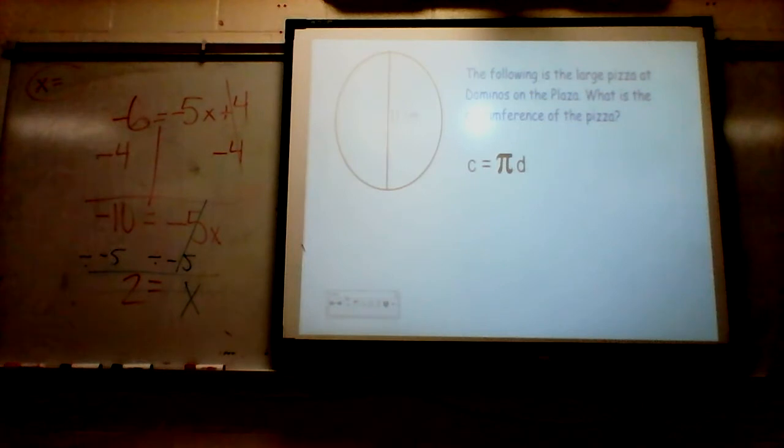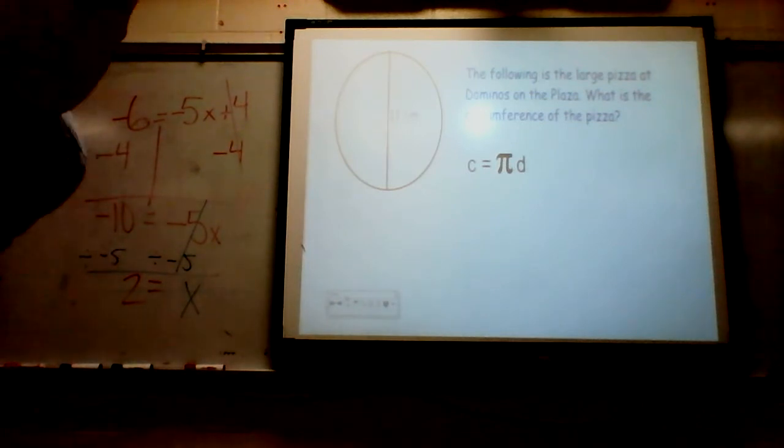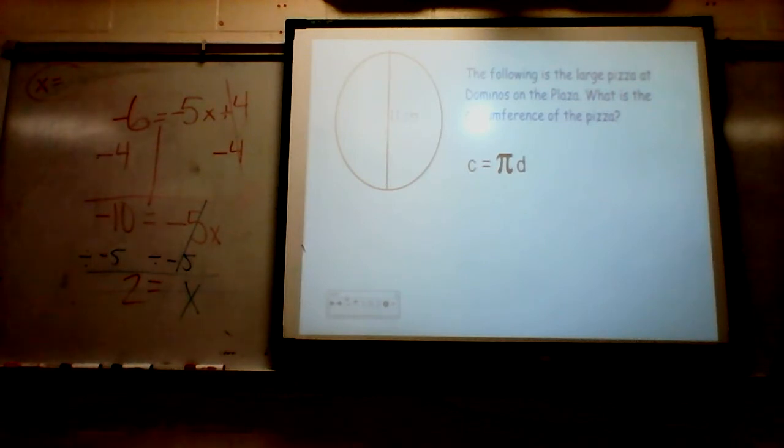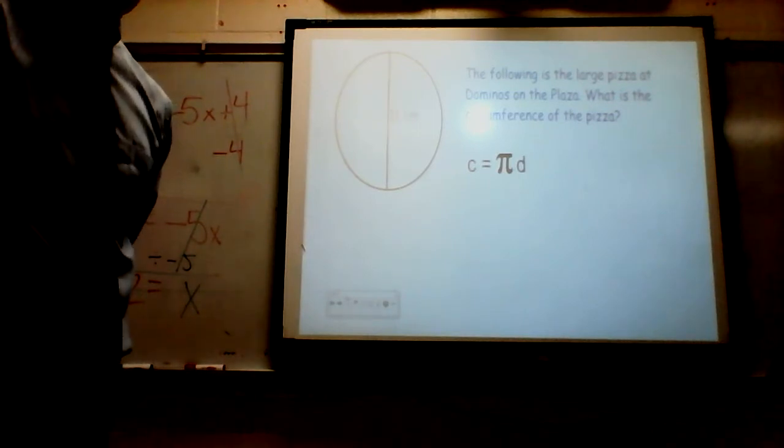Okay, let's look at an example. The problem says, you can't read it, the following is the large pizza at Domino's on the Plaza. What is the circumference of the pizza?